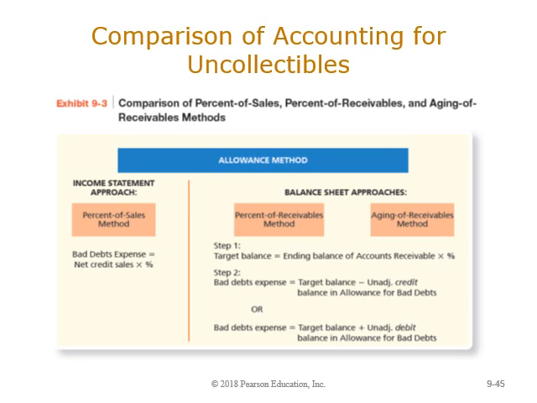This shows a comparison of accounting for the uncollectibles utilizing the three different methods that we just talked about: the percent of sales, percent of receivables, and the aging of receivables method. And just how those work. So take a look. I'll pause for a second.